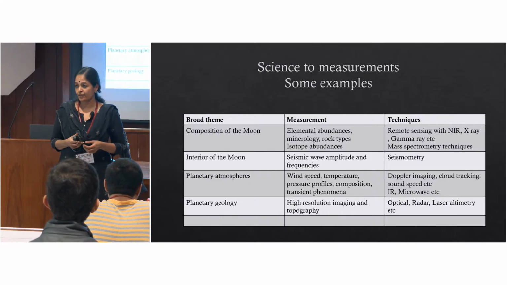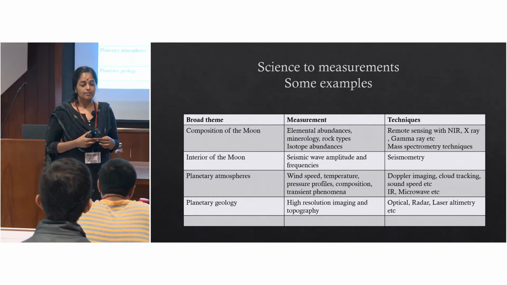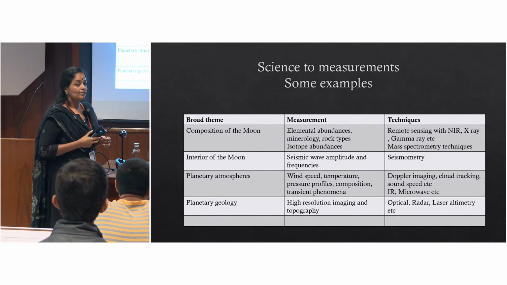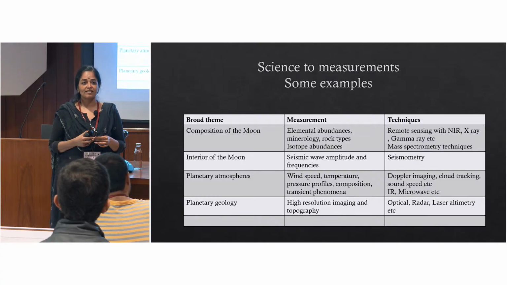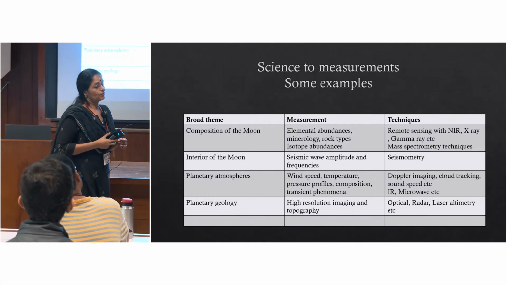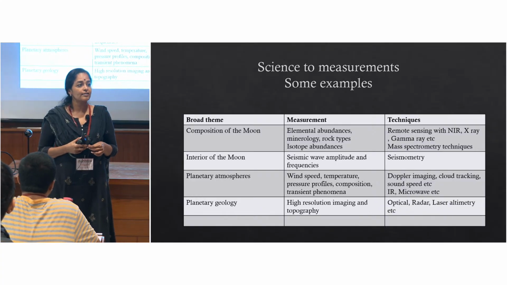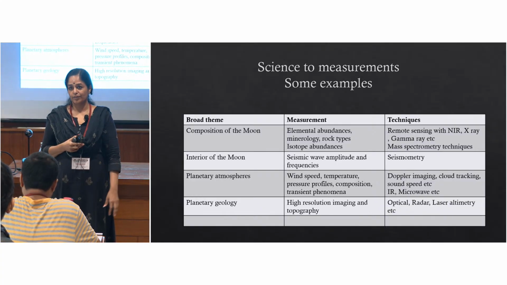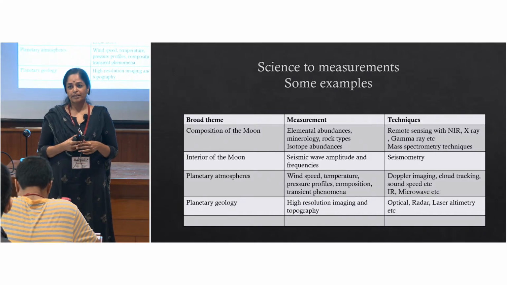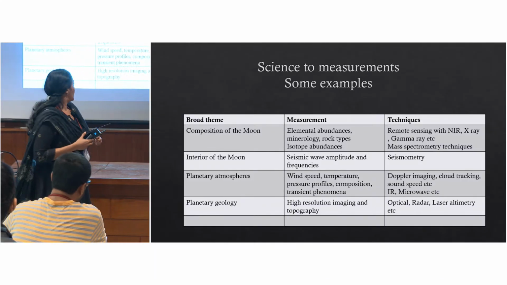Like the interior of the Moon, yesterday we spoke about seismometers. So that's probably the only way to really look at interiors, and for that what do you need? You need to have landing, right? You can't do this as a remote measurement, you need to have contact with the surface. So such things can only be done from a surface.